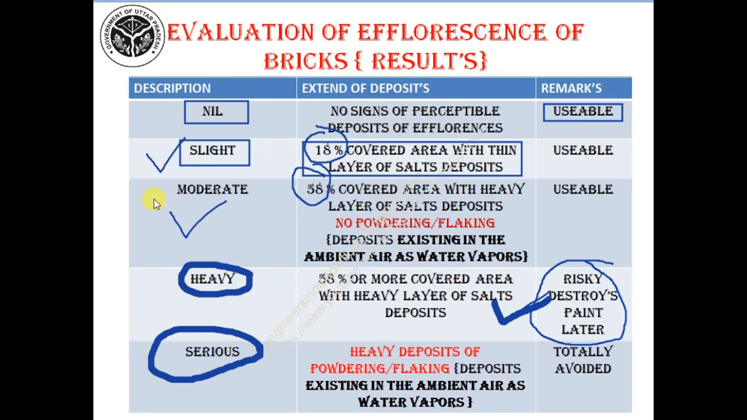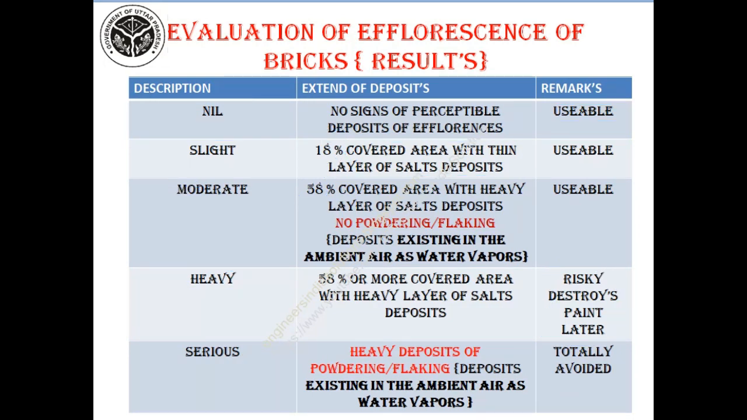And for moderate, there is no problem. For slight, there is no problem, and if it does not have any efflorescence, then there is no problem at all. So this is how we are going to judge whether there is efflorescence precipitation or not. To summarize everything, we need to see that there should be no heavy deposits of efflorescence and the serious one.